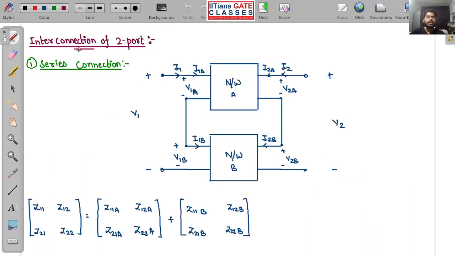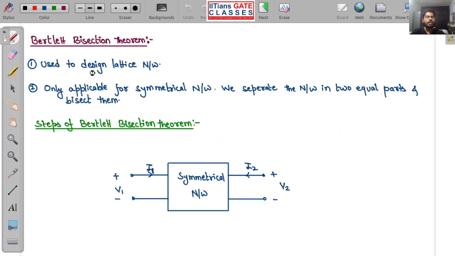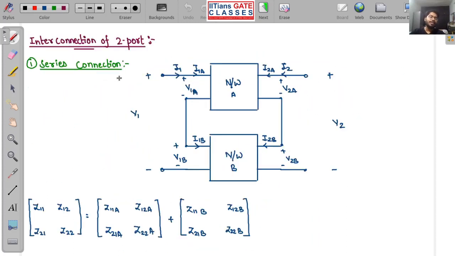Now let us see interconnection of two ports. This is very simple. I will not be proving anything here because this is a crash course and we are very short on time. I will just explain it in a very brief manner. Whenever there is a series connection of two networks, the Z parameters add. Why do Z parameters add in series connection? Because in series connection the current remains the same. You can see the I1 current is entering from the input port.